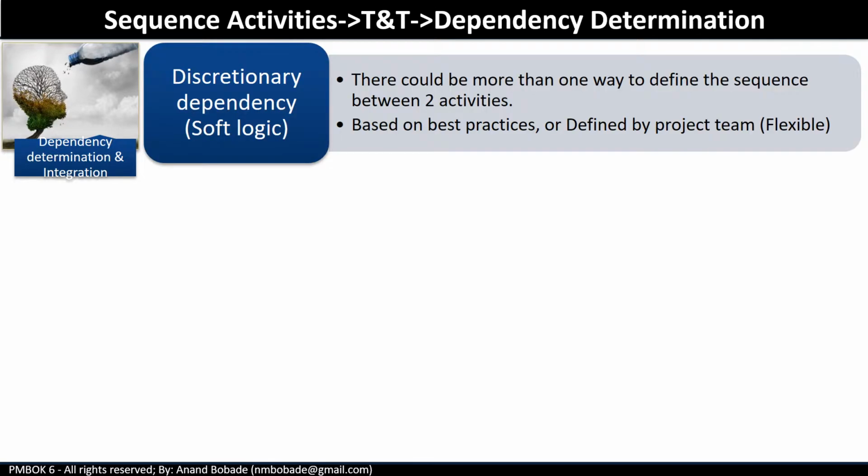Discretionary dependencies. These are the dependencies that are established through best practices within a particular industry. Discretionary dependencies are not set in stone like mandatory dependencies. They can be modified if necessary, whereas if you remember, mandatory dependencies cannot be modified.